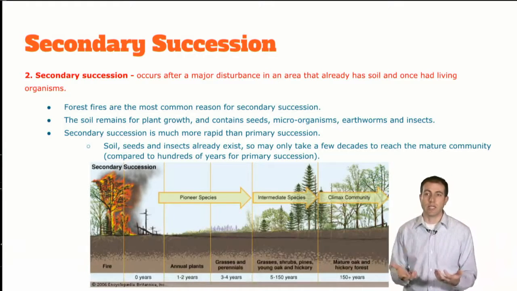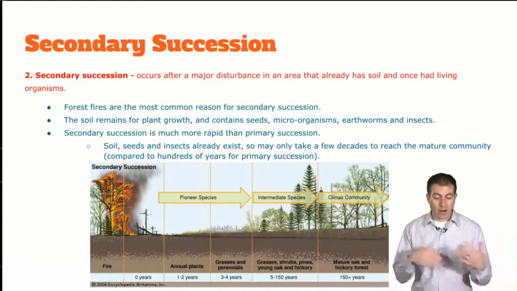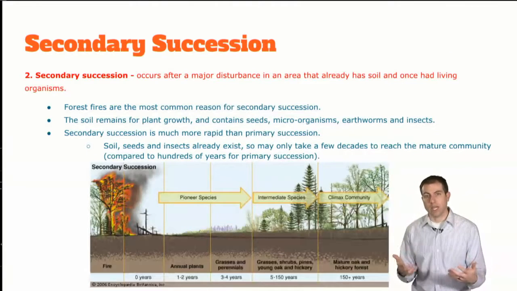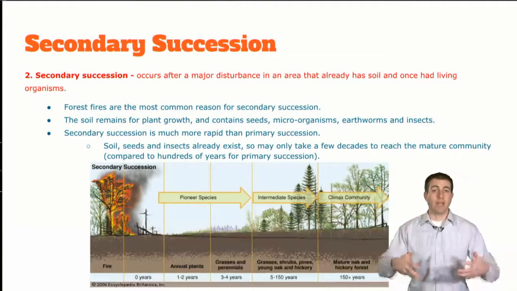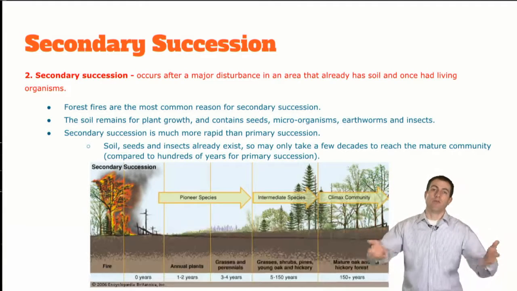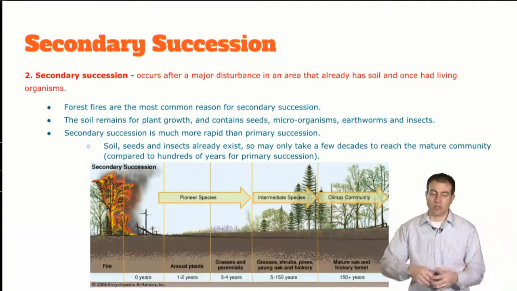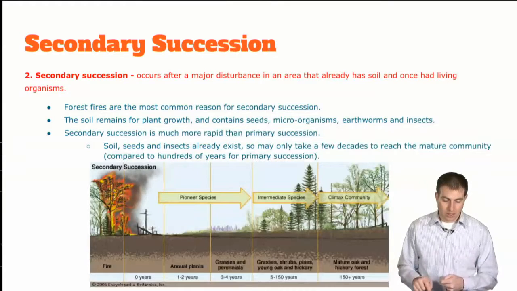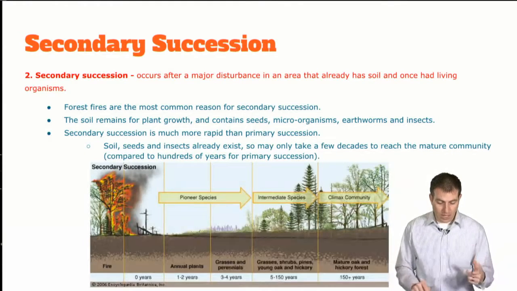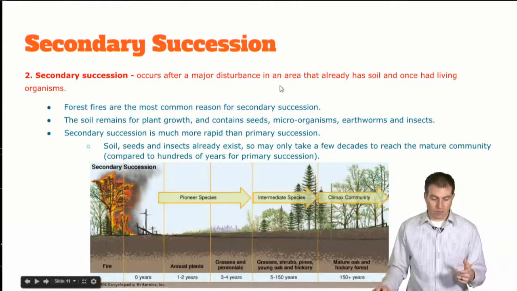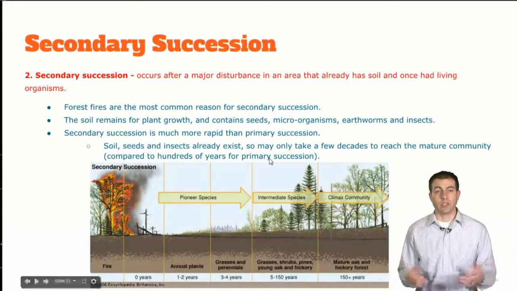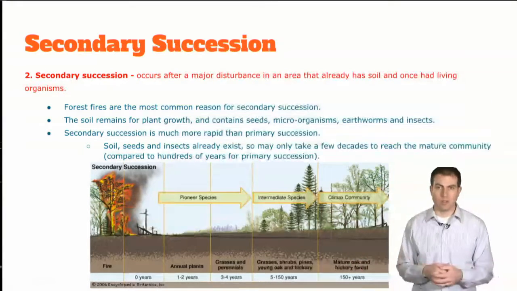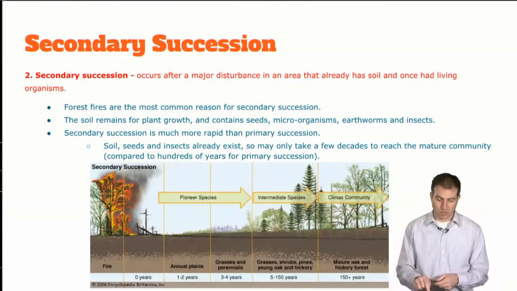So this is what secondary succession is. An area that already had established soil has some sort of natural disaster. And then once that disaster is done, the forest can regrow or the plants can regrow because there's soil there already. So this can happen really quickly. Primary succession takes hundreds of years, where secondary succession can happen within 100 years. So this is a much faster process.